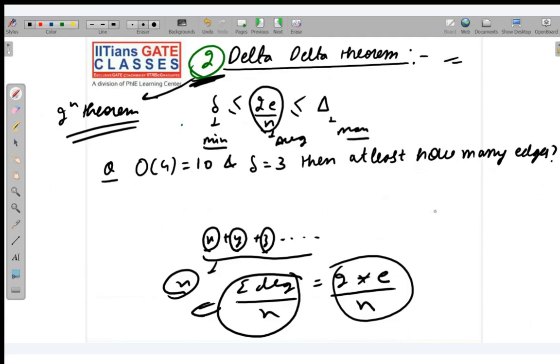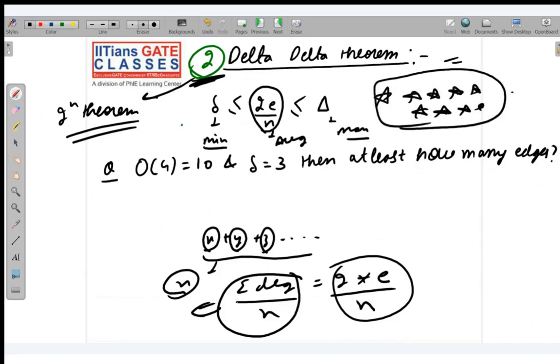Easy? Yes, sir. Okay, so now some questions. This is very, very important. By the way, no question has been asked in GATE till now from this delta delta theorem, but after this year or next year, sometime they will ask a question for sure, and it is a very basic theorem. So see this, they will ask questions like this. Order of G is 10, delta is 3, then at least how many edges? As soon as you see at least or at most, you will say okay, this is a delta delta theorem question. So you will apply this part.